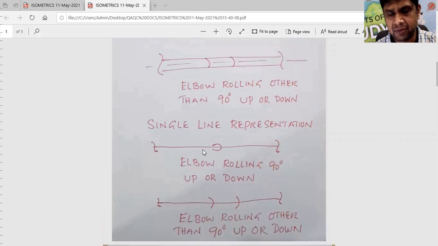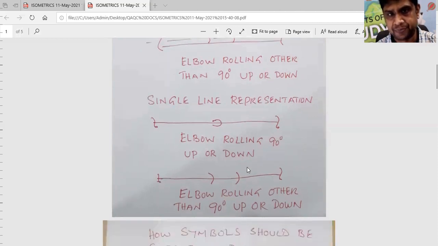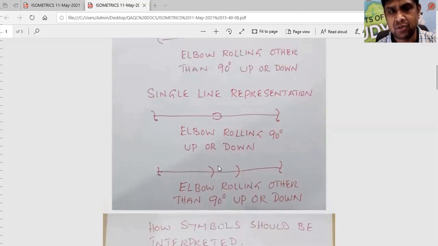The same thing will be represented here in a single line representation. Elbow rolling 90 degree up and down. Again, if it is going up or down, you can establish by the difference in the elevation. Again, in case the elbow is rolling other than 90 degree, this will be represented in the single line in the form of two ellipses.